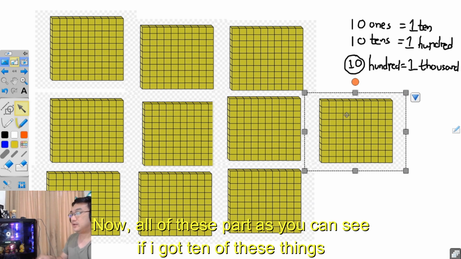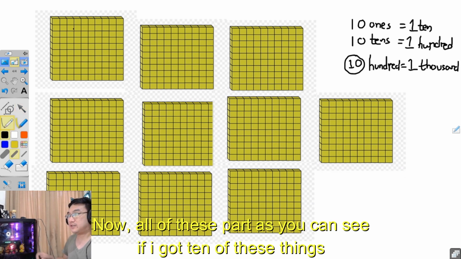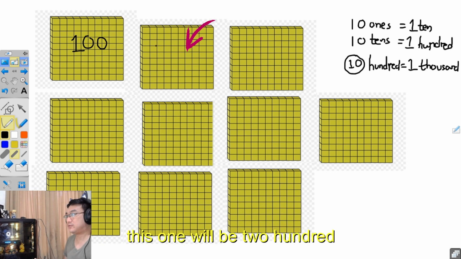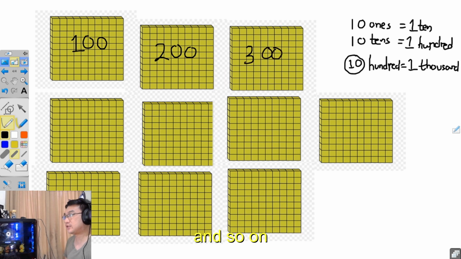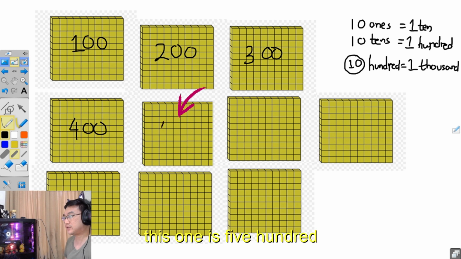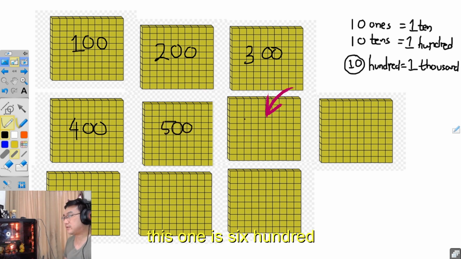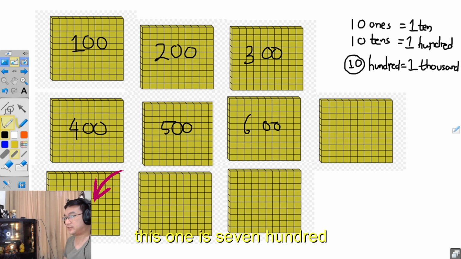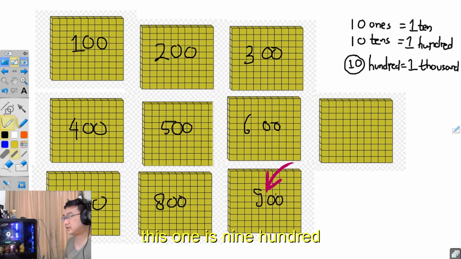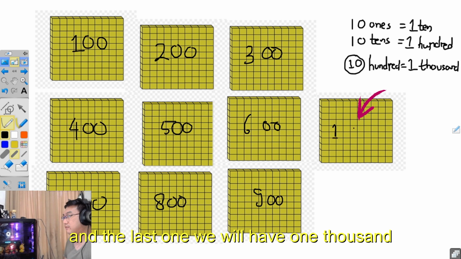Now over this part, as you can see, if I got 10 of this thing, we can just say that this one is 100, right? This one will be 200, this one is 300, and so on. Okay, let's just do it one by one. 400, this one is 500, this one is 600, this one is 700, this one is 800, this one is 900, and the last one we will have 1000.